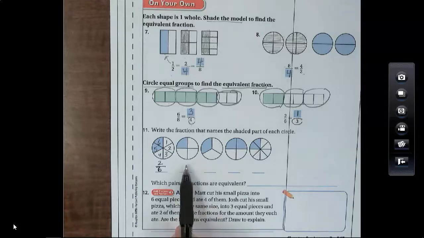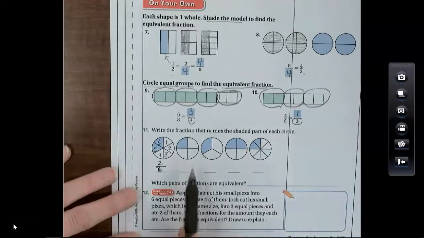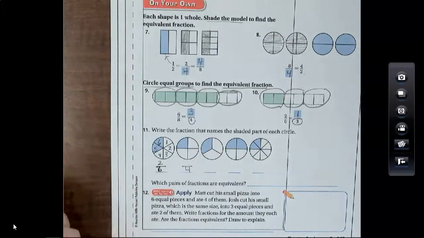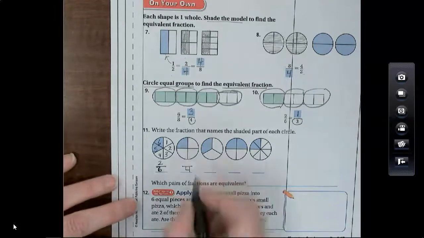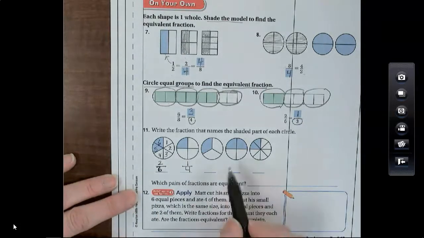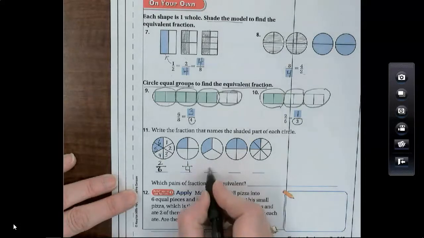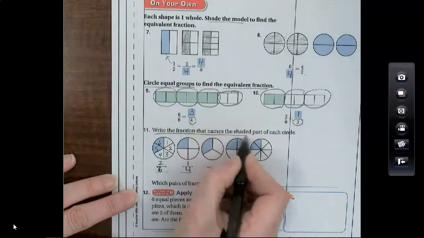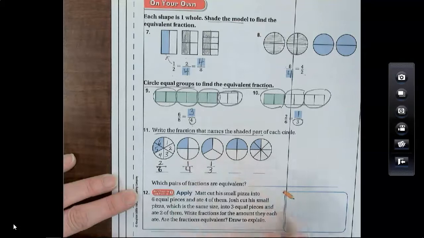What would we do for this one, boys and girls? Look at the circle. See how many parts. First, that would be your denominator. So we're going to have 4 equal parts for our denominator. And how many of those equal parts are shaded? How many are blue? You are correct. There's 1. Okay, go ahead and do the next one. Now you have 3 equal parts, 3 altogether. And how many are shaded? Because we're writing the fraction that names the shaded part. 1 out of 3 of those are shaded.